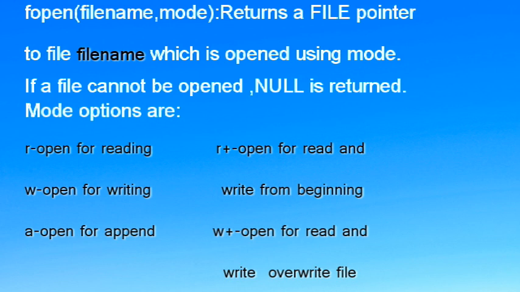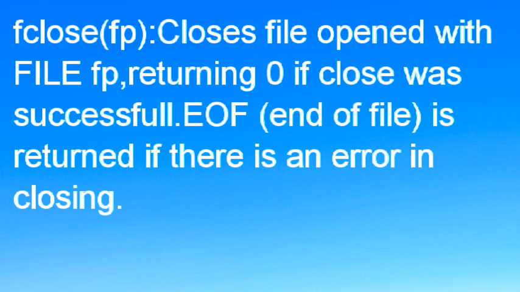Then we have R plus, opening and reading from the beginning. Then we have W plus, open for read and writing, overwriting. A plus, open for read and writing, appending to a file. So these are some of the different modes that we can use with the open function. Then we have the fclose function.